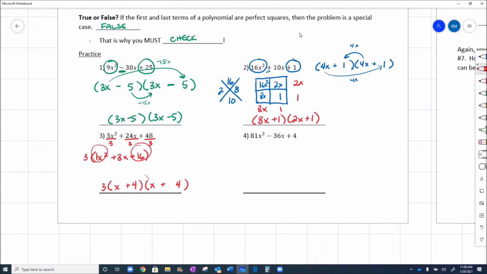So here are our factors of 3x squared plus 24x plus 28. Remember that we did not forget the GCF has to be in our final answer. That's one of the most common things that happens: people forget the GCF.